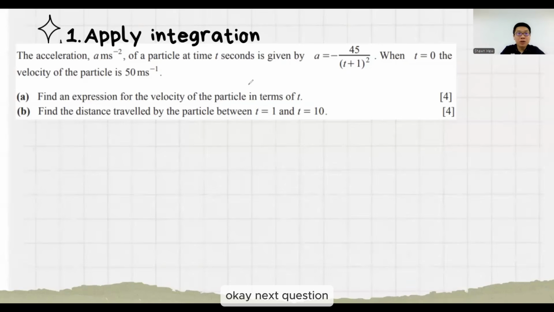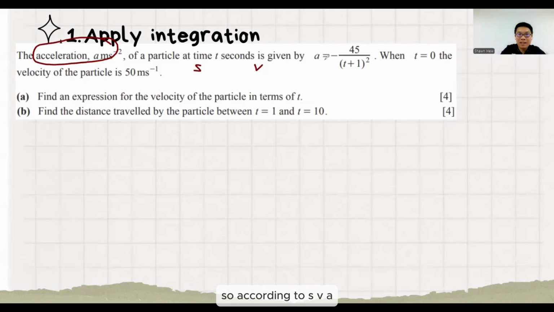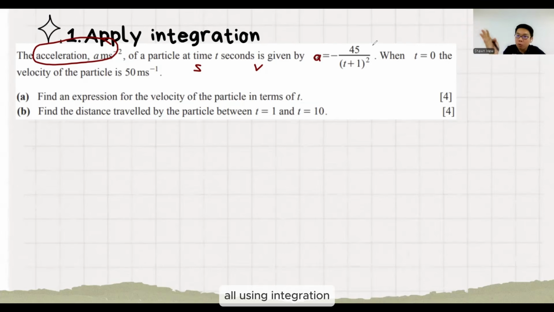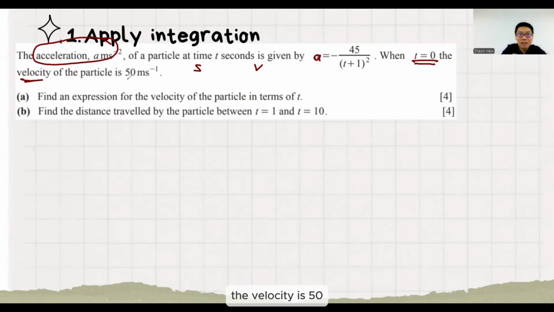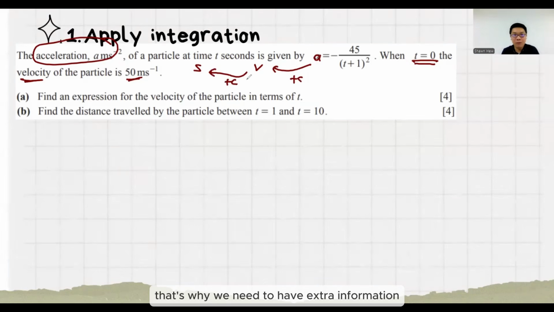Okay, next question involves integration. Because the question gives us an acceleration, according to SVA, when they give information starting from the right, it means we need to find velocity or displacement using integration. So they need to give more information. For example, here they tell you when time is 0, the velocity is 50. Because every time we do integration in application, we must find plus c. That's why we need extra information.